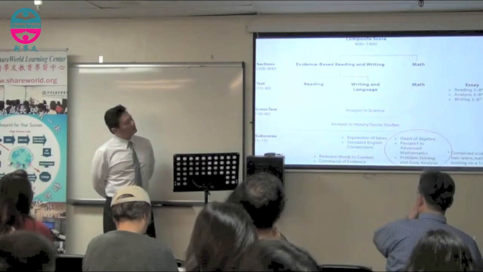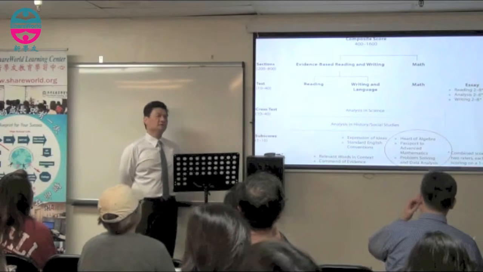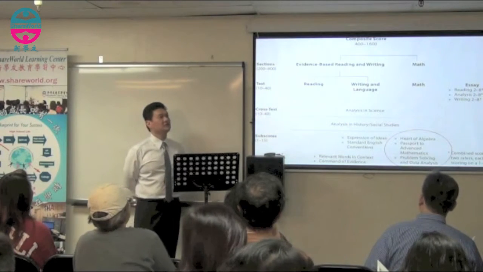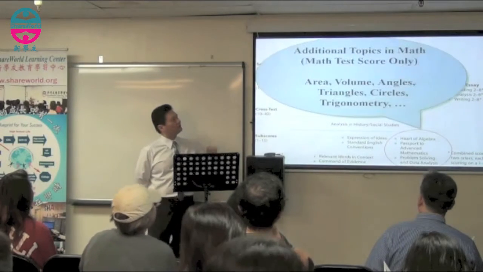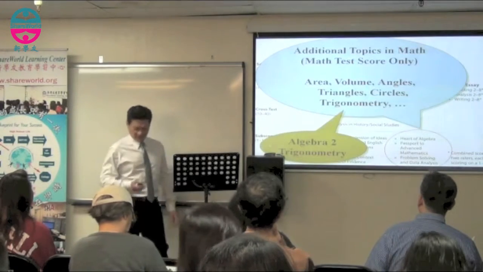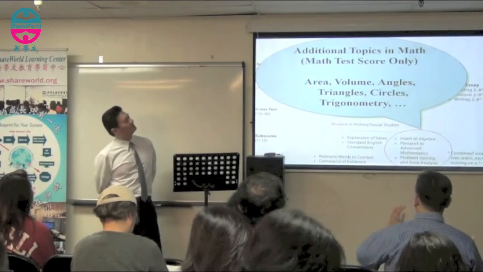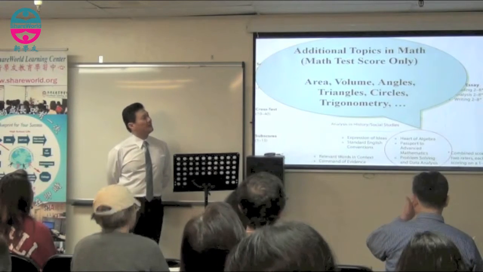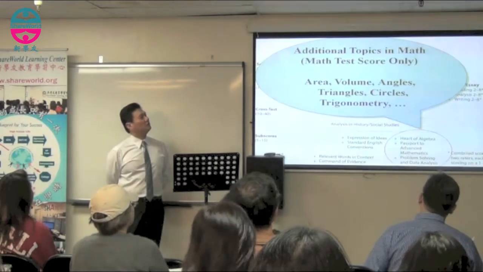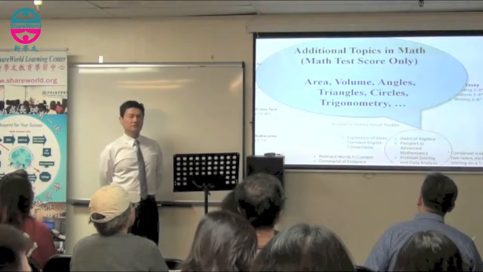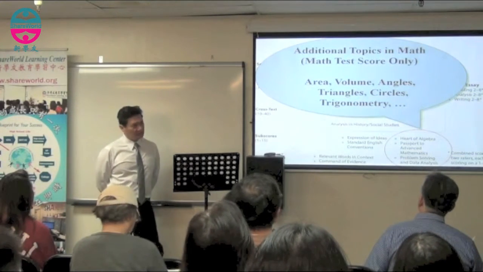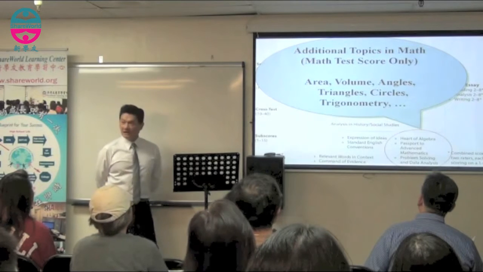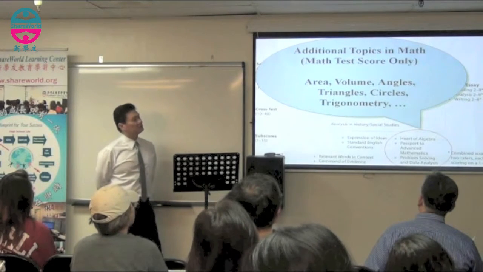Let's see. I mentioned there's one part. It's never reported in subsectors. Which part? It's this part, additional topics in math. This one only reports in the general score. It handles area, volume, angles, triangles, circles.